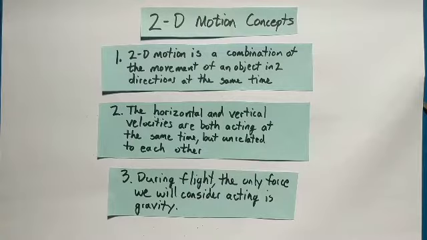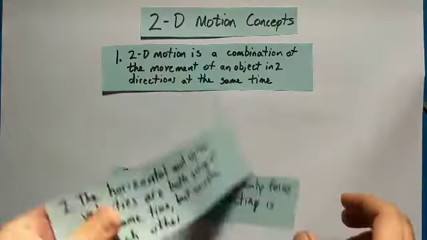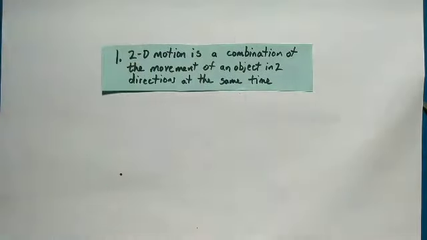Today we are going to spend a little bit of time looking at two-dimensional motions and our conceptual understanding of how that works. And our goal for today is to get through these 3 points. The first one is that two-dimensional motion is a combination of movement of an object in two directions or two dimensions happening at the same time. The second point is the horizontal and vertical velocities are both acting at the same time, but they are not related to each other. And the third thing is during flight, the only force we will consider acting is gravity. All right, so those are our 3 objectives for today.